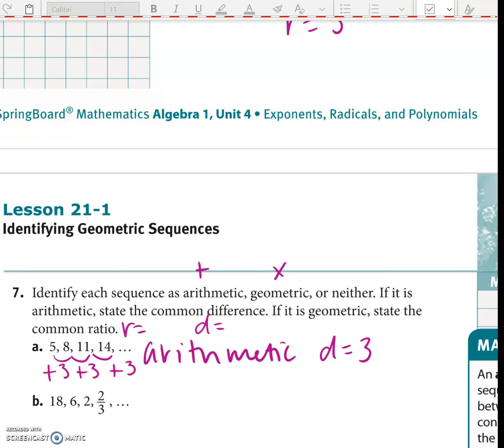For B, if you notice, the numbers are going down. And you can kind of tell like 18 to 6 is a big jump and 6 to 2 is not really that big a jump. So it's probably not arithmetic.